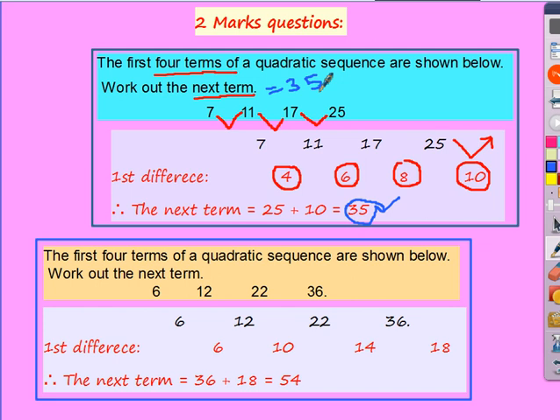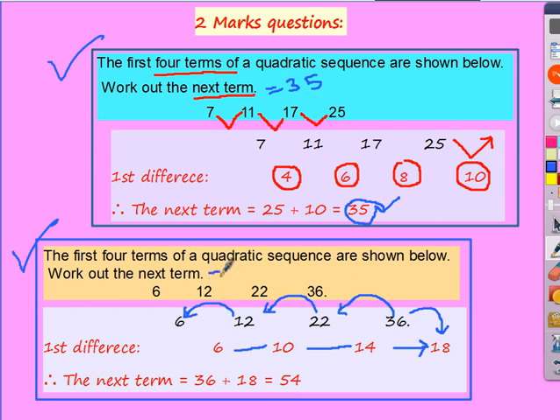Easy. Now I go for the next question. Here they are asking about the first 4 terms of a quadratic sequence, so similar to that. So you can find the first difference. So 12 minus 6, 6, 22 minus 12, 10, and 36 minus 22 is 14. So the difference is coming 4, here 4, so here will also be 4. And now you can add 36 plus 18 will be your next term.